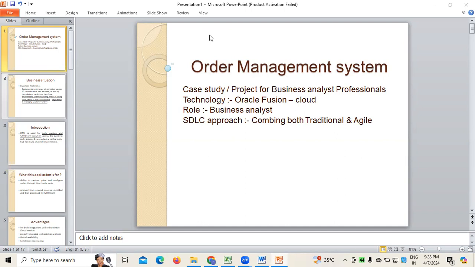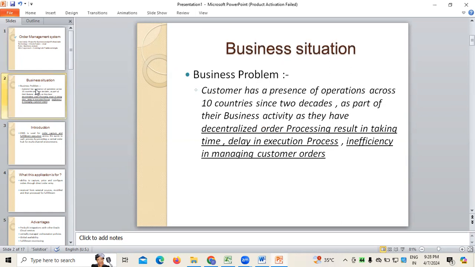Now, to get to the point, first of all, we must know about the business situation. This is generally the business problem. If you are a BA, the first thing you need to know is the business problem or business situation of any customer. Here, for example, I have mentioned a customer who has had a presence across 10 countries for 2 decades. As part of the business they are performing, they are facing some problems.